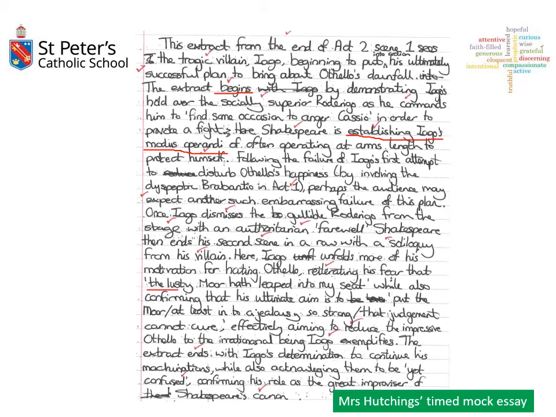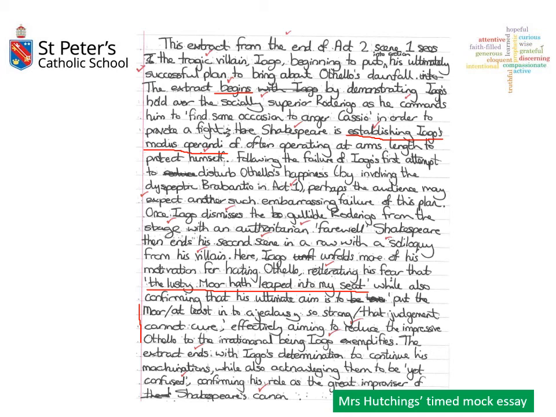Don't be afraid of using quotations in your overview. Some people are. You don't have to do a load of analysis, but quite often it's much faster to use the language that Shakespeare's given us rather than trying to paraphrase it badly. While also confirming that his ultimate aim is to put the Moor at least into a jealousy so strong that judgment cannot cure, effectively aiming to reduce the impressive Othello to the irrational being that Iago exemplifies. So again, commentating on why this detail of the extract is significant to the tragedy overall.